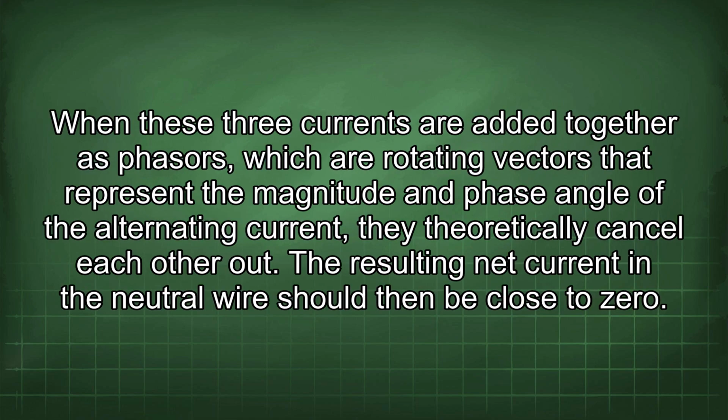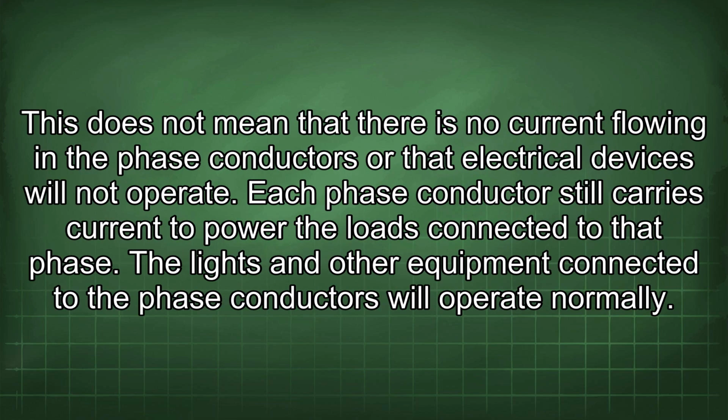These phase currents flow in each of the three-phase conductors and return through the common neutral conductor. When these three currents are added together as phasors, which are rotating vectors that represent the magnitude and phase angle of the alternating current, they theoretically cancel each other out. The resulting net current in the neutral wire should then be close to zero. This does not mean that there is no current flowing in the phase conductors or that electrical devices will not operate. Each phase conductor still carries current to power the loads connected to that phase. The lights and other equipment connected to the phase conductors will operate normally.